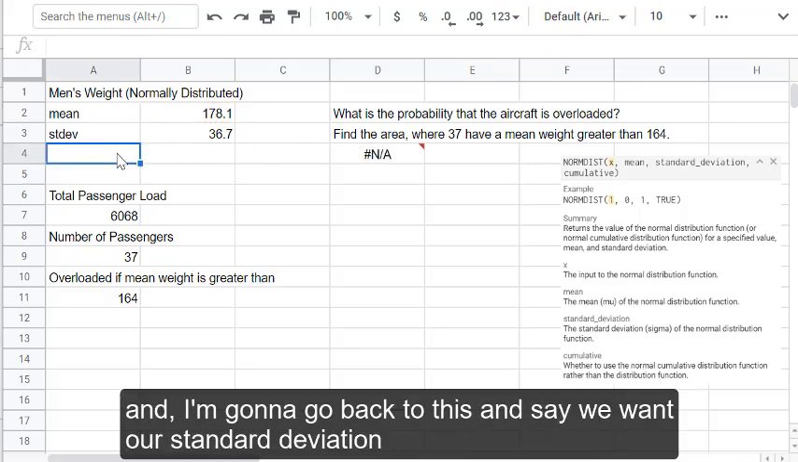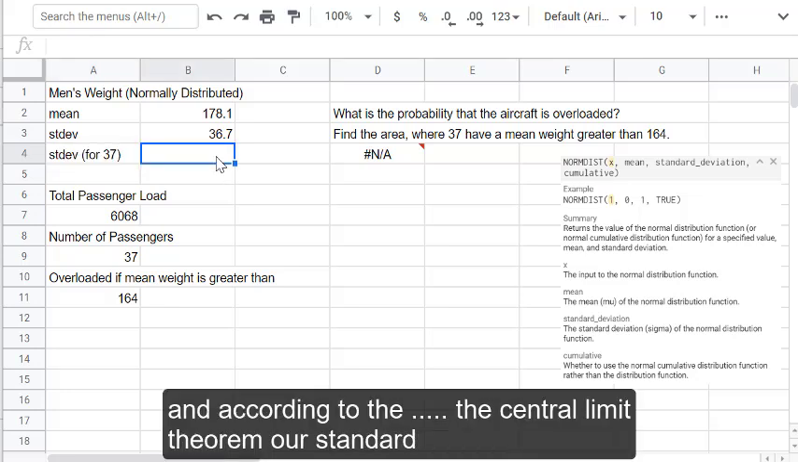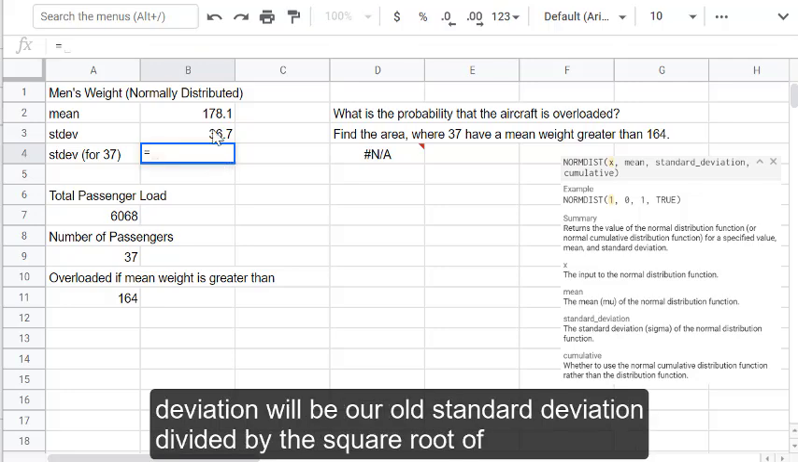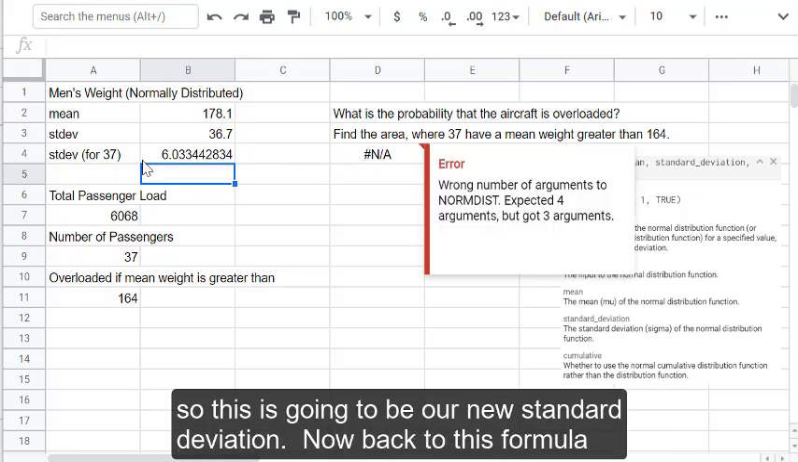I'm going to go back to this and say we want our standard deviation for 37 people. According to the central limit theorem, our standard deviation will be our old standard deviation divided by the square root of whatever our sample size is. In this case, it's going to be 37. So this is going to be our new standard deviation.